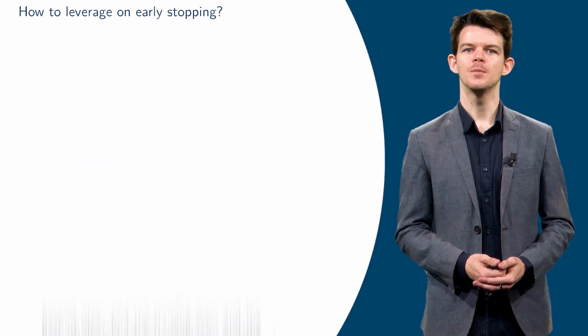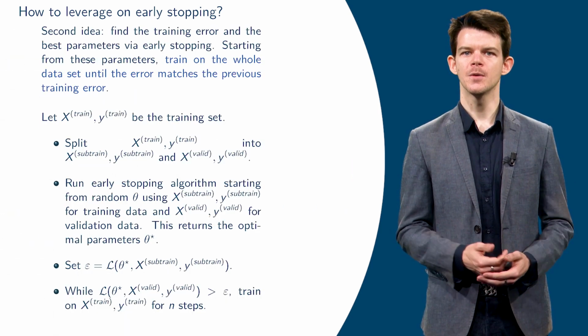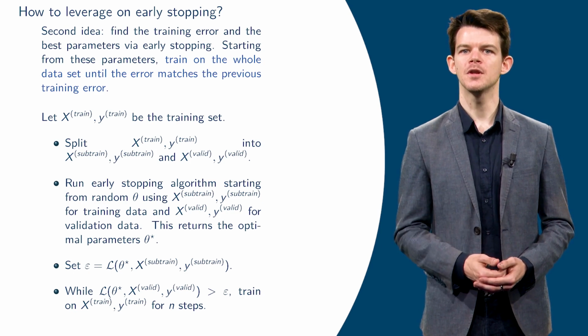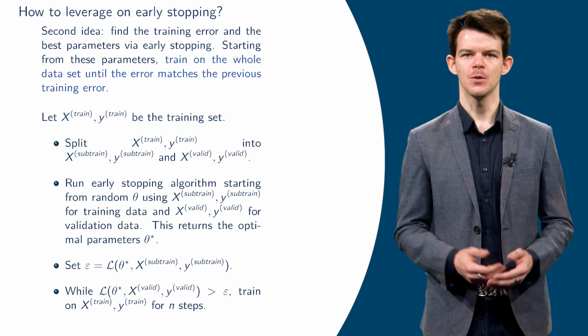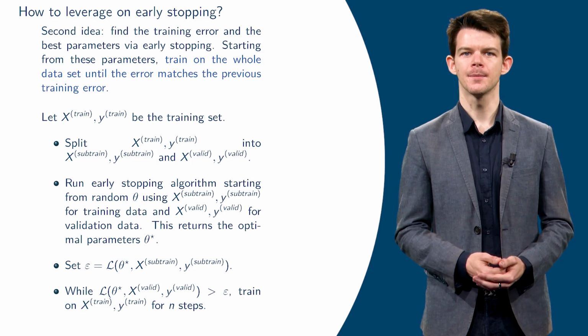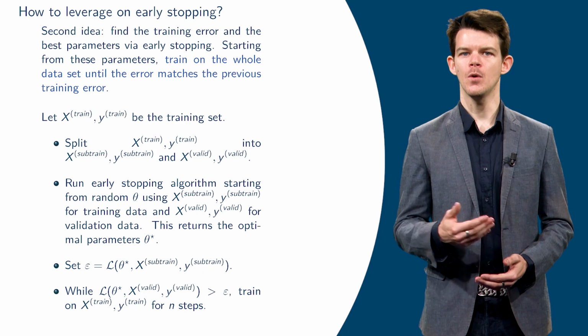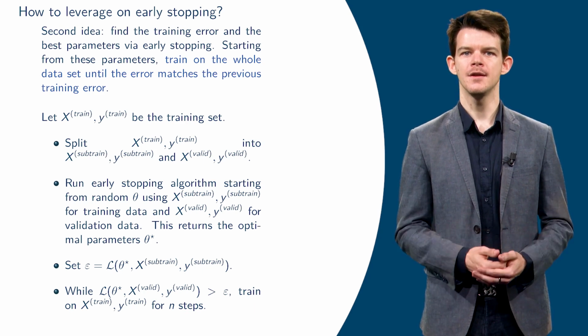Another approach would be as follows. You train the algorithm on a subpart of the dataset in order to determine the best values theta star of the network parameters. You store the associated training error. Now you train the algorithm on the whole dataset starting at point theta star until the error of the training set reaches the error found in the first step.